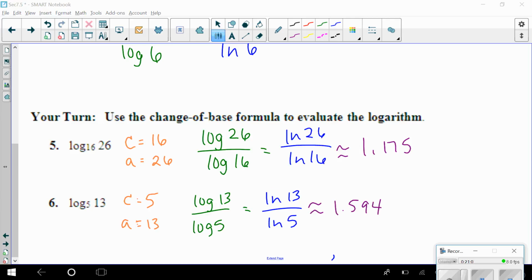So using your calculator to get these rounded answers, log base 16 of 26 is 1.175, and log base 5 of 13 is approximately 1.594. So in the first one, using the change of base formula, you have log of 26 divided by log of 16, or natural log of 26 divided by natural log of 16. And in the second one, you have log of 13 divided by log of 5 is equal to the natural log of 13 over the natural log of 5, and you can calculate either one using either one of those log buttons on your calculator, either the common log or the natural log, and you'll get the same answer.